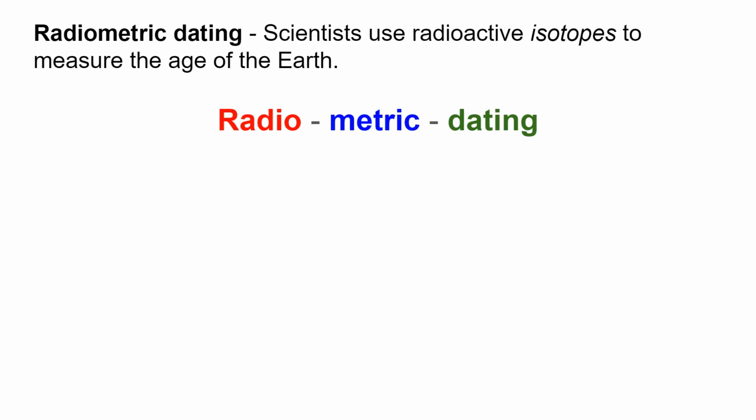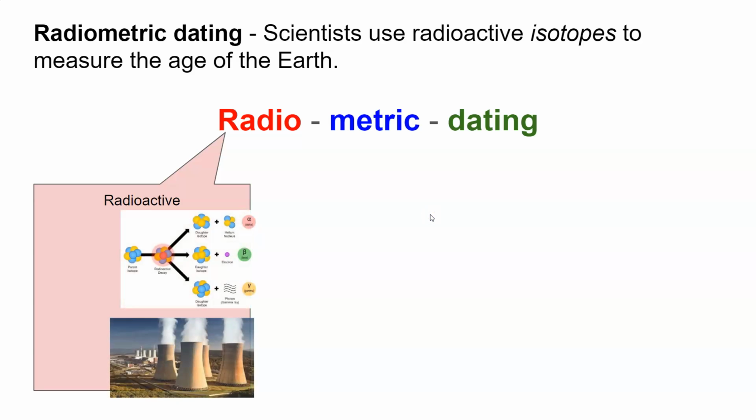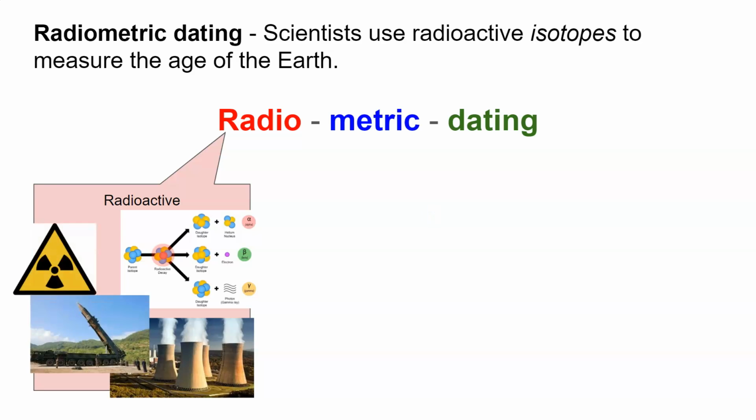What it is: scientists use radioactive isotopes, which are just a type of atom, to measure the age of the Earth. First, let's break this word down, because if you break it down, it makes sense. Radio refers to radioactive. When you think of radioactive, you may think of a nuclear reaction, a nuclear power plant, a nuclear missile, or this symbol, right? Something that's radioactive is not stable. It's actually dangerous.